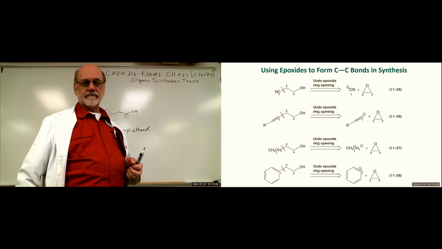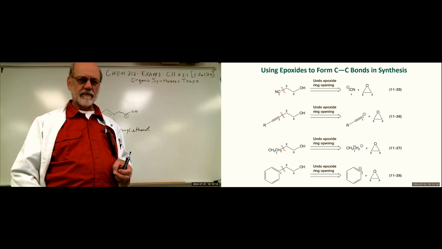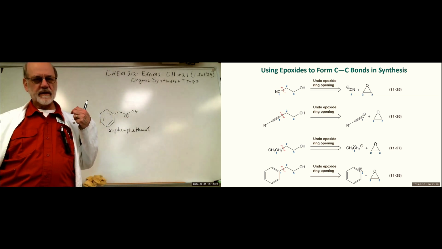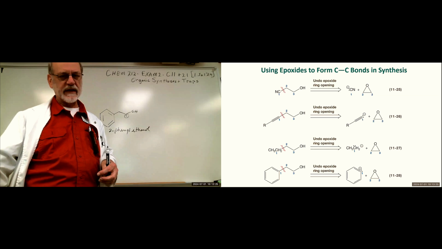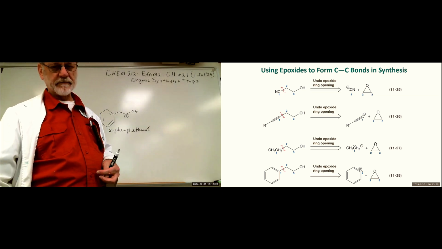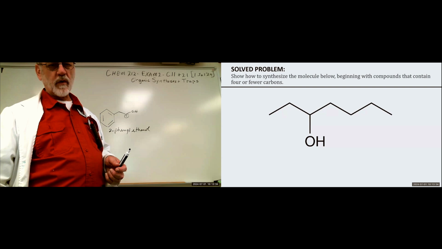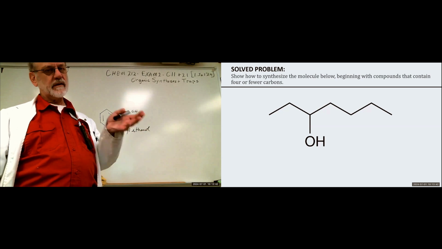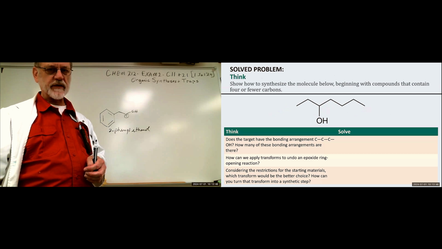All right. So these are different ways that we can form carbon-carbon bonds with the epoxides. We've talked about these already. This is just a list of them. All right, 4 or fewer carbons to make this compound. 1, 2, 3, 4, 5, 6, 7. We've got 7 carbons. So we could use a 4-carbon compound and a 3-carbon compound to construct this molecule.